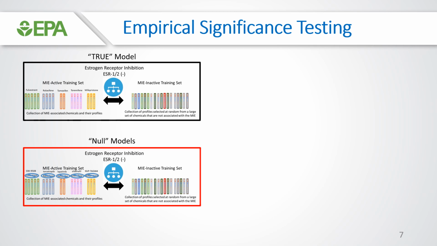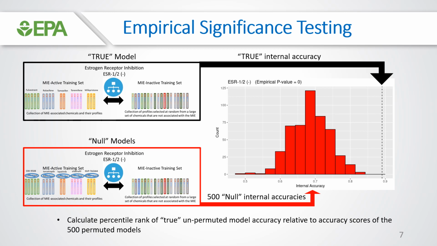Thus, each null model is trained using input data with similar structure, including the number of profiles derived from the same chemical, but where there is no meaningful association or shared target for the chemicals in the training set. We repeated training and assessment for 500 null models and used the resulting accuracy scores as a null distribution for the accuracy score achieved by the true MIE model.